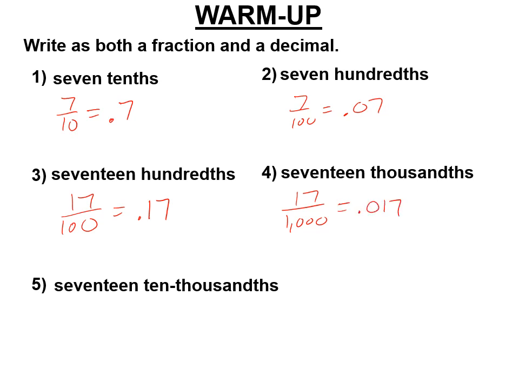And what we're going to do today, we're going to go even further out to the right of the decimal point, and what's 17 10,000ths, right? What is that as a decimal? Well, it's got to end in the fourth. After 1,000, next comes 10,000. So it's 0.0017. And that's what we're going to go over today.